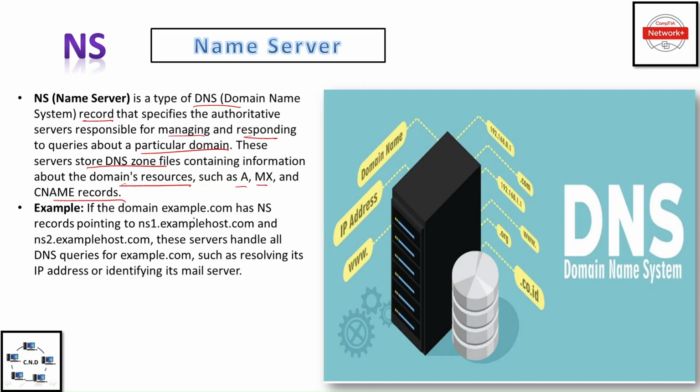For example, if the domain example.com has NS records pointing to ns1.examplehost.com and ns2.examplehost.com, these servers handle all DNS queries for example.com, such as resolving its IP address or identifying its mail server.